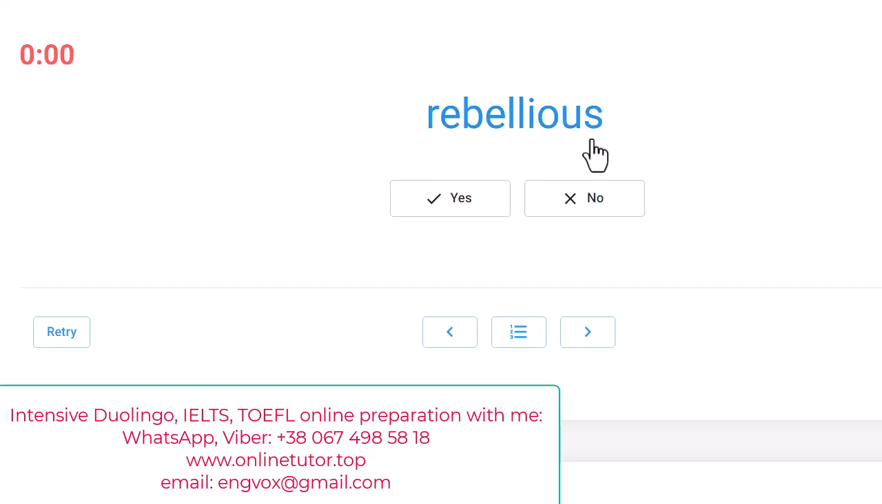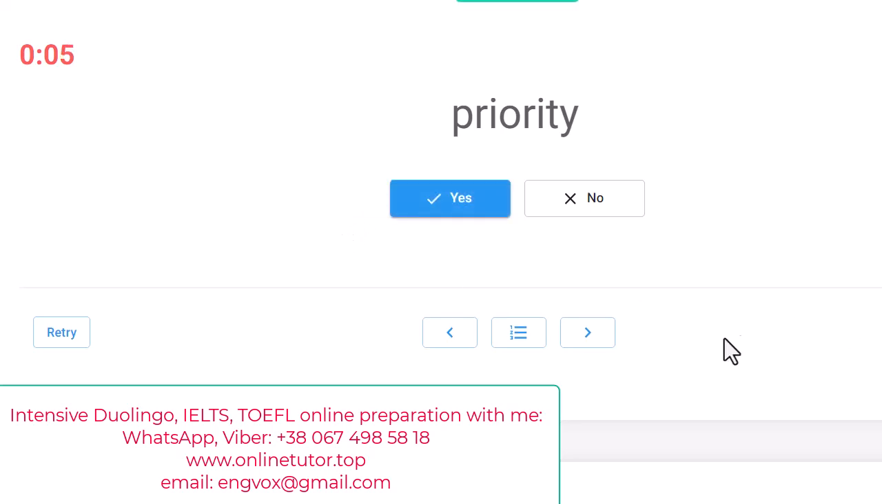Rebellious, so what do you think? Does it exist or not? I think it exists. Rebellious, like belligerent, very aggressive and willing to fight. Yes, rebellious. Remember the spelling, rebel, ious, in a Latin manner. Yes, very nice. Priority, of course, it's like my top priority, something very valuable to me. Yes, okay.